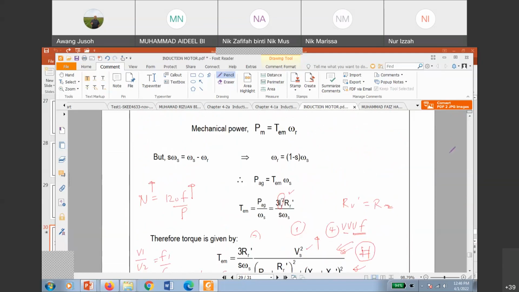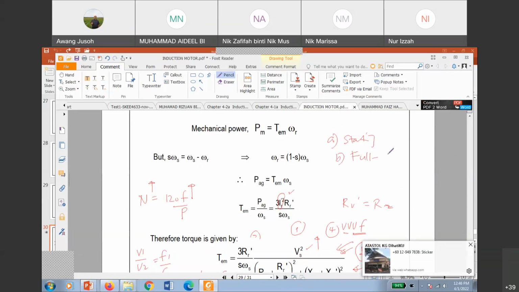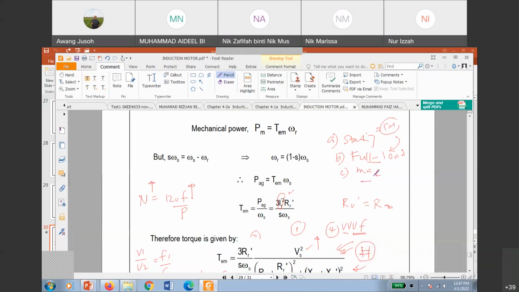Because I found some of you have a problem in the test and so on. For example, in part A they ask you to calculate starting. Part B, calculate full load. Just my analogy. But C, calculate maxima. The first one, they calculate starting, S equal to 1. Fine. And then for number B, they use the same slip to solve it. That's wrong. You have to find a new slip because this is full load already. For number C, you need to use another, different slip. So don't make the same mistake.